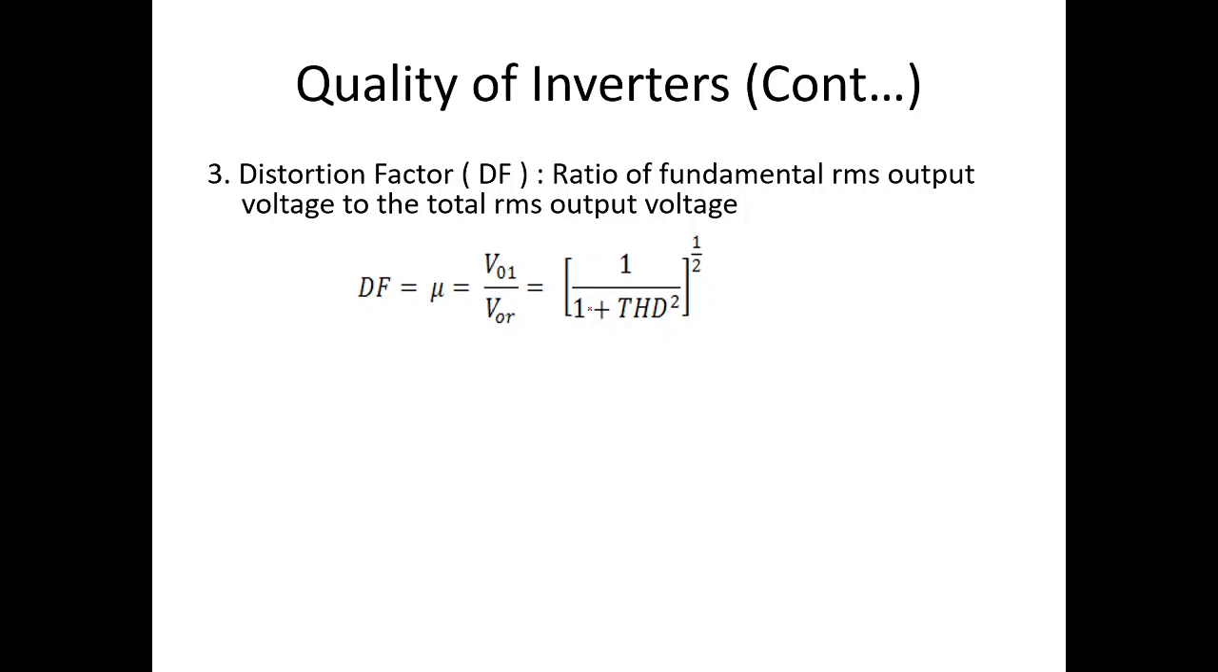So if you know THD, the relation between distortion factor and THD is this. We know the formula for THD from the previous slide, no? So from that, try to derive this particular relation between distortion factor and THD. Distortion factor is equal to square root of 1 by 1 plus THD square. In other words, THD, total harmonic distortion, is equal to square root of 1 by distortion factor square, minus 1. So this is the relation between THD and distortion factor.